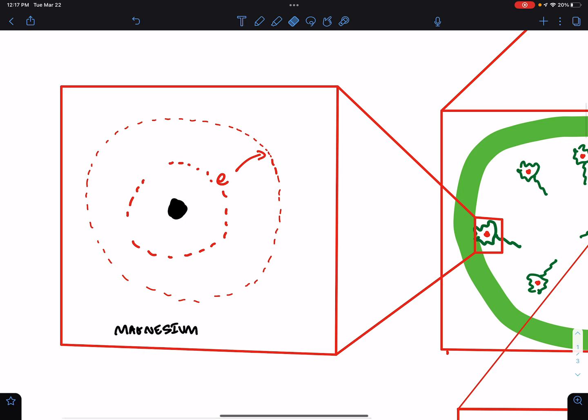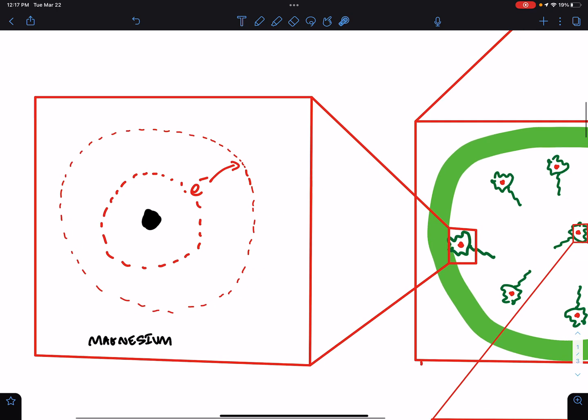And you're going to learn this again in chemistry, but electrons, when they get excited, can jump from an orbital that's close to the nucleus to an orbital that is further away from the nucleus.